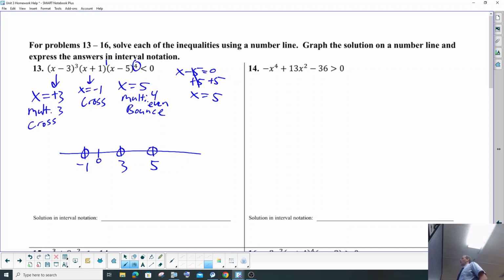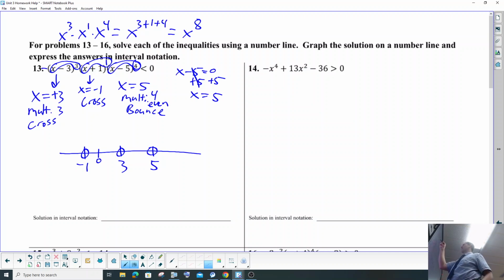Good. What's our end behavior? To know if it's up or down, above or below the x-axis, what's our end behavior? So we take x to the 3rd power times x to the 1st power times x to the 4th power. And then we just go ahead and add those powers. So that's 3 plus 1 plus 4, which is x to the 8th power, which is even. Is it negative or positive in front? Is it negative? No, so we have to assume it's positive.